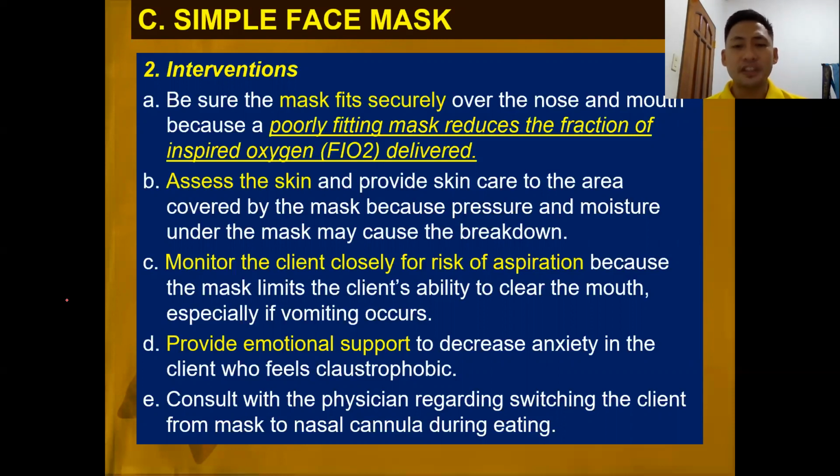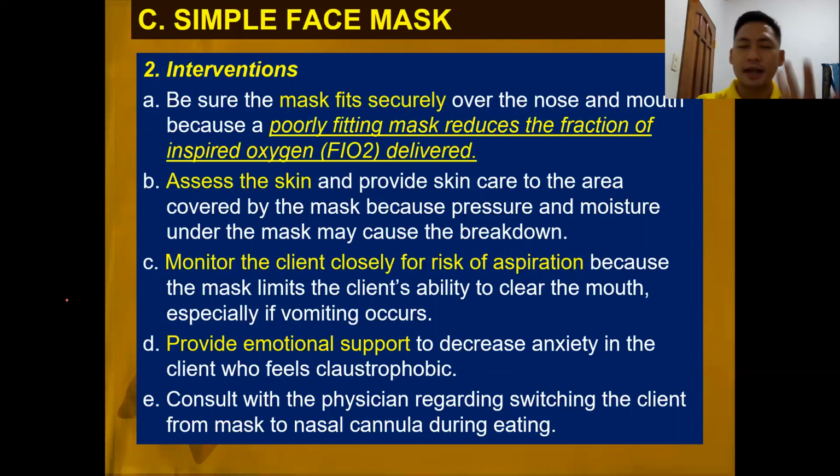Monitor the client closely for risk of aspiration because the mask limits the client's ability to clear the mouth, especially if vomiting occurs. Provide emotional support to decrease anxiety in the client who feels claustrophobic. Consult with the physician regarding switching the client from mask to nasal cannula during eating. So, if the client needs to eat, we can put the nasal cannula on standby.